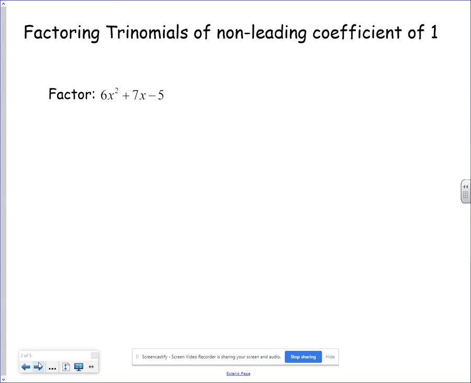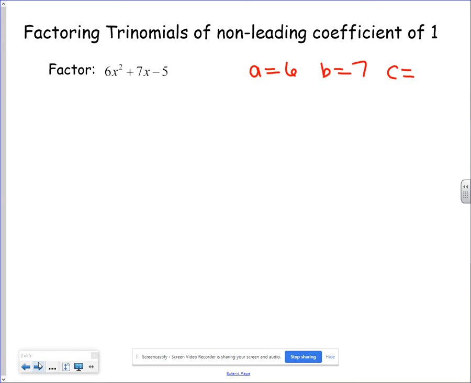Alright, so let's look at this example. I want to factor this expression here. So my A value is 6, my B value is 7, and my C value is -5. So this is a quadratic trinomial. The first step after you identify it as a quadratic trinomial is to look for a greatest common factor. Is there a greatest common factor? Is there a number or letter that goes in all three of these?